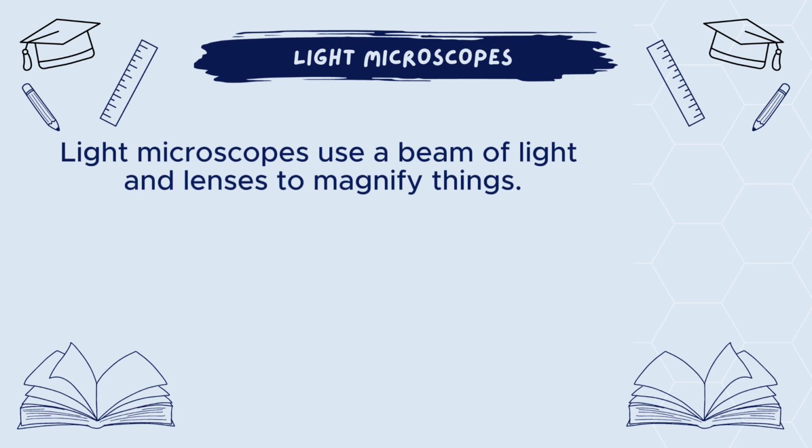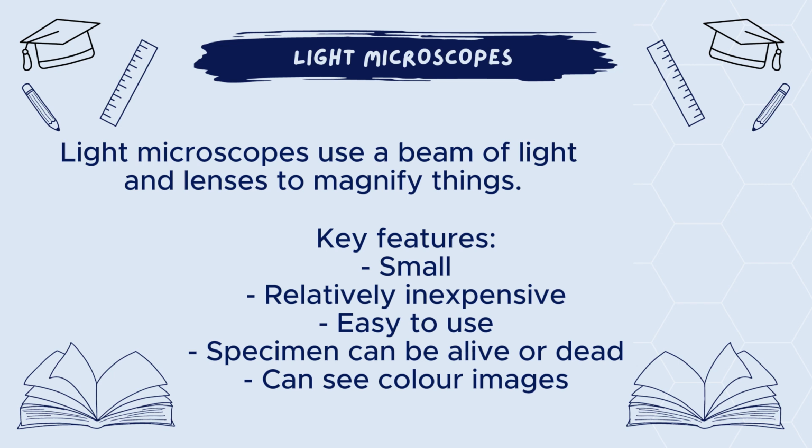So first of all, light microscopes use a beam of light and lenses to magnify things. Their key features are they're small, relatively inexpensive, easy to use. The specimen that you are looking at can be alive or dead, and you can see colour images.